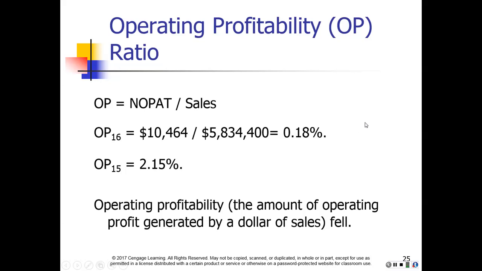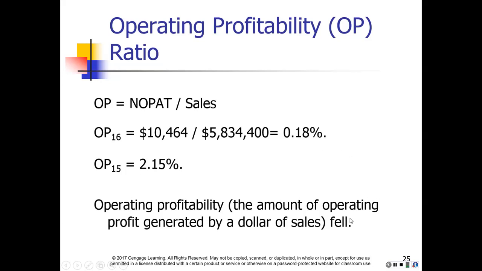We'll talk more about ratio analysis in chapter 3, but here's a ratio that's often mentioned. It's called the operating profitability ratio, and that is net operating profit after taxes divided by the sales of the company. You can see that for 2016, the operating profitability was 0.18%, but in 2015 it was 2.15%, so it fell considerably.